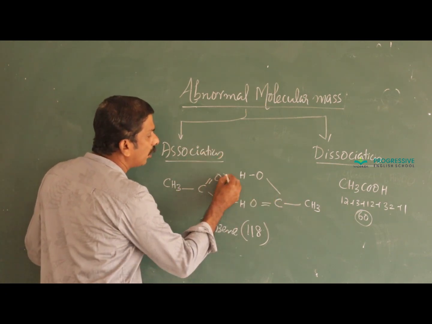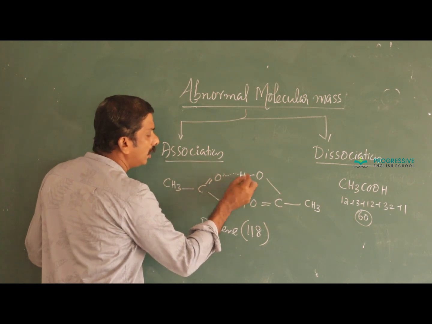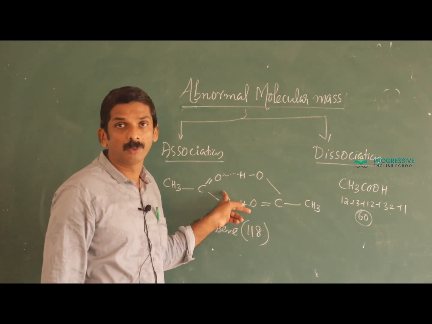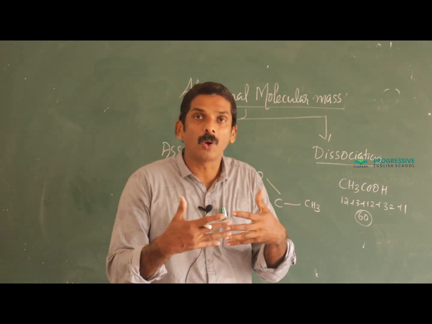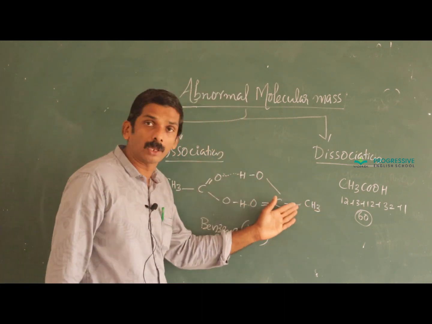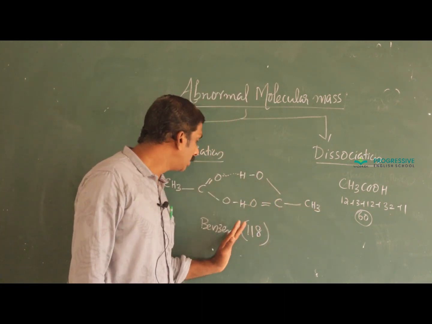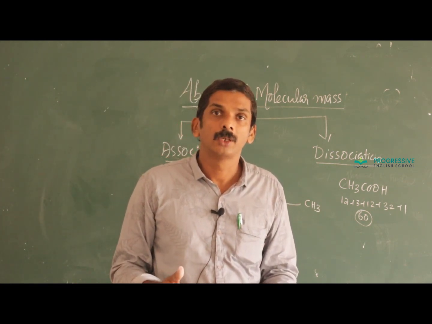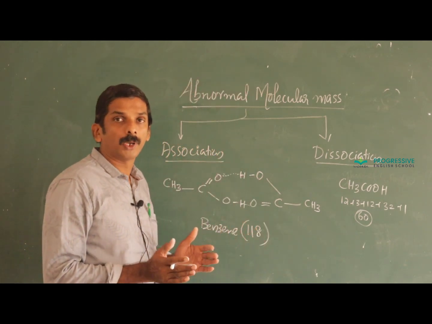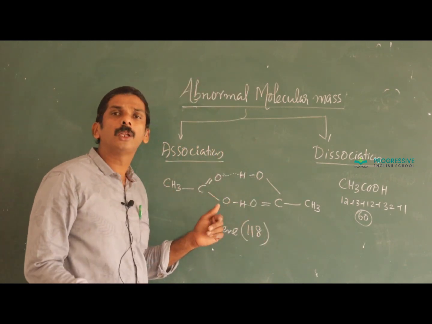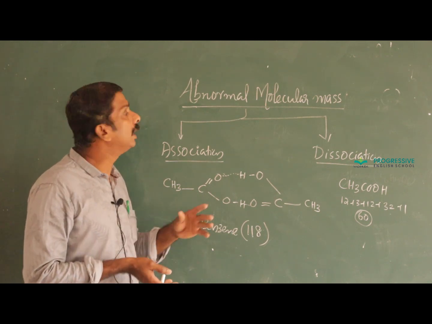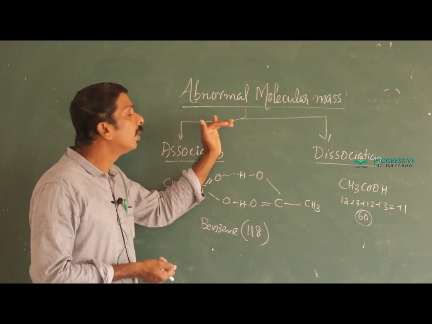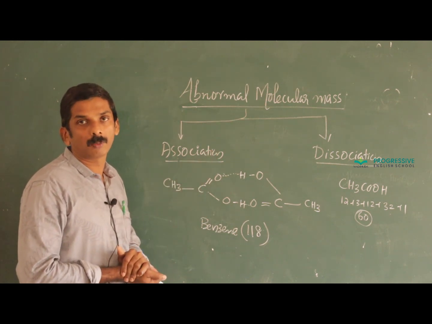And that abnormality is related to association. Two molecules of ethanoic acid undergo dimerization through the formation of an intermolecular hydrogen bond. By using this hydrogen bond, there are actually two molecules of ethanoic acid, but in benzene it gives the effect of only a single molecule. Therefore, as the number of particles decreases, the colligative property also decreases, which in turn leads to this abnormal molecular mass. That is why association leads to an abnormality in molecular mass.